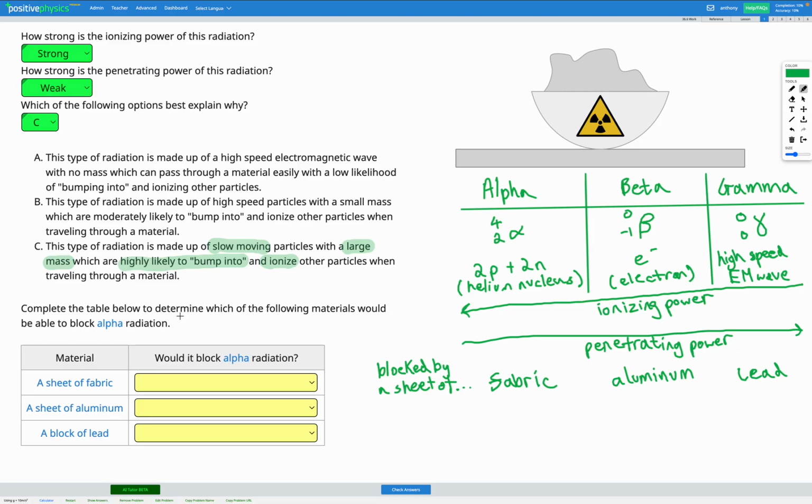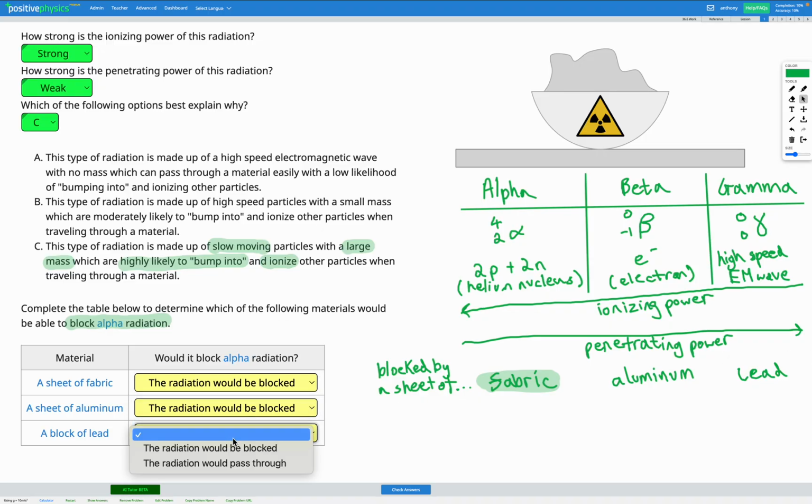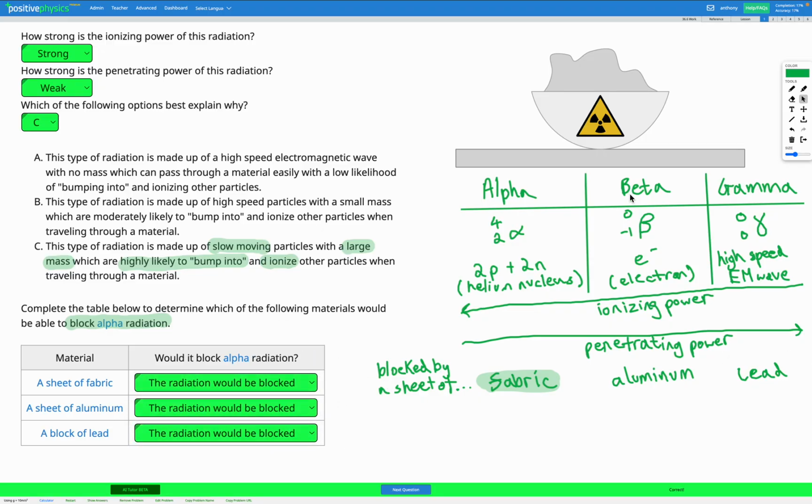Last question here is asking which of the following materials will be able to block alpha radiation. Now we know that alpha radiation can be blocked by simply a sheet of fabric. So we're going to say yes, it can be blocked by a sheet of fabric. Aluminum and lead are both harder to get through than fabric. So if alpha is blocked by fabric, it's definitely going to be blocked by aluminum and lead. So alpha is going to be blocked by all of these. Beta is only blocked by aluminum and lead, but can get through fabric. And gamma is blocked by lead, but can get through fabric and aluminum.